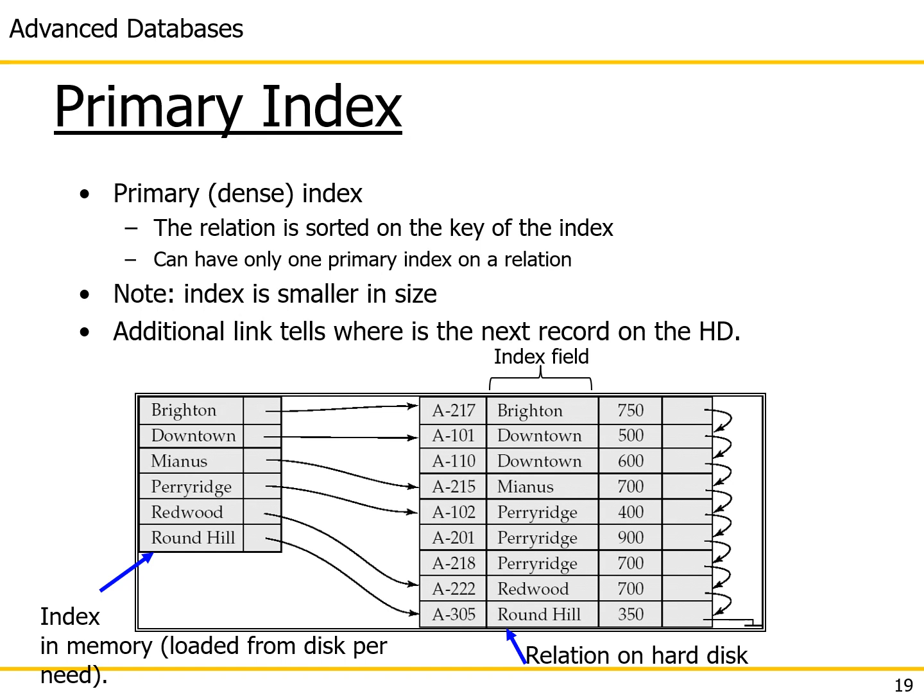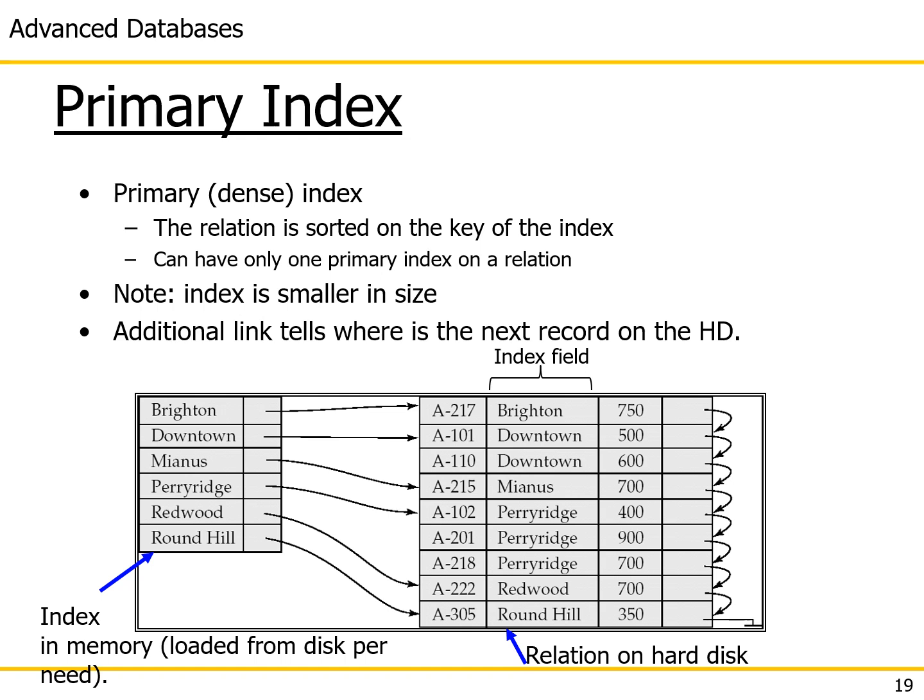For example, in the table that shows up on the bottom right, it is sorted on the 2nd column. That's why you see the branch names, or the suburb names, Brighton, Downtown, Minus, Perry Ridge, Redwood, and Round Hill, sorted alphabetically. So that's like lexicographical sorting. The B, then the D, then the M, then the P, and so on. If you build an index on this column, then that index will be called primary, because it's built on the column that is used to sort the table.